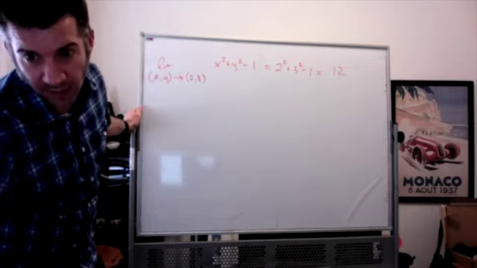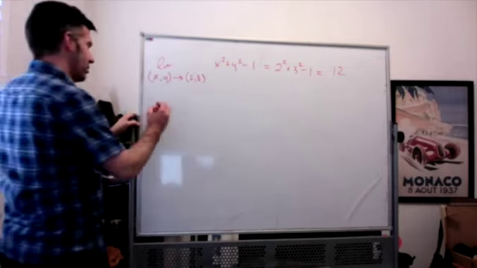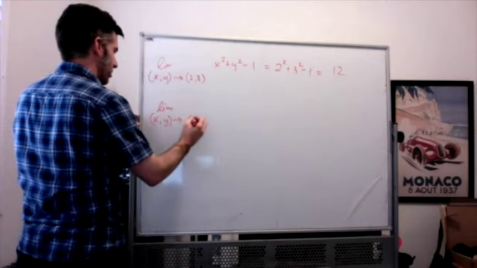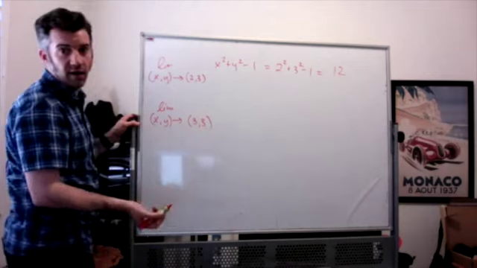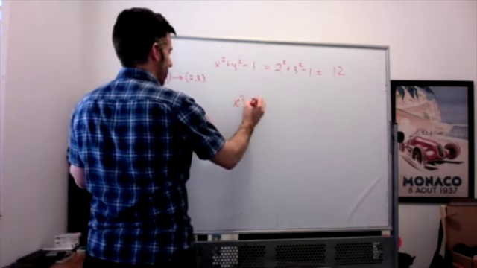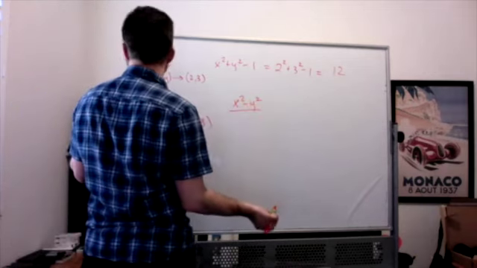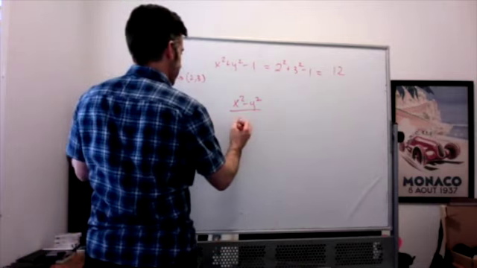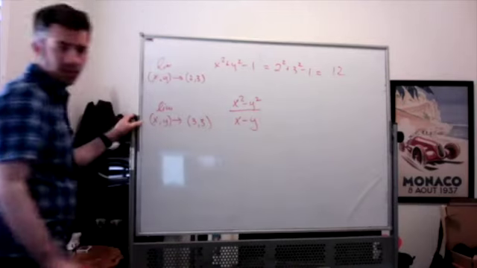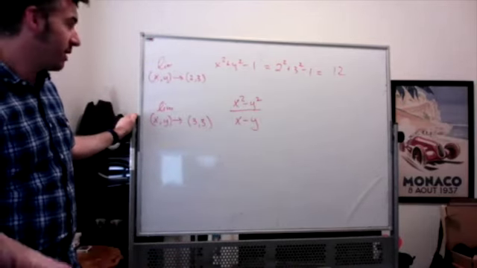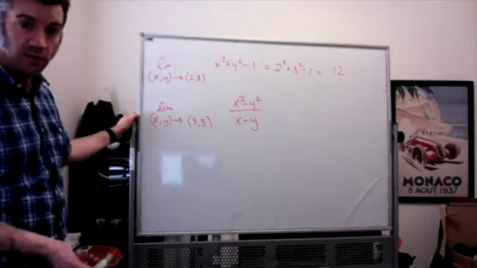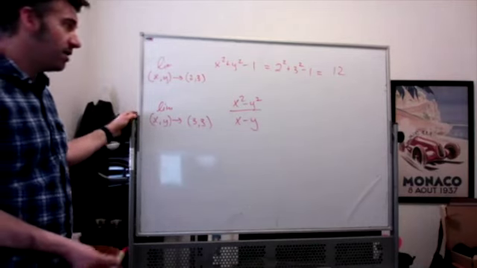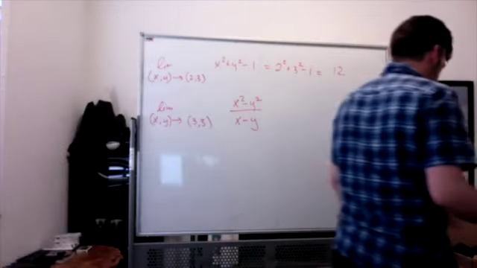So what if instead we have something like, the limit as (x, y) approaches (3, 3) of x squared minus y squared over x minus y? Looking at this, it's definitely a 0 over 0 indeterminate form. If you plug in 3 for x and 3 for y, you get 0 on top and 0 on the bottom. And in this case, we can factor, right?